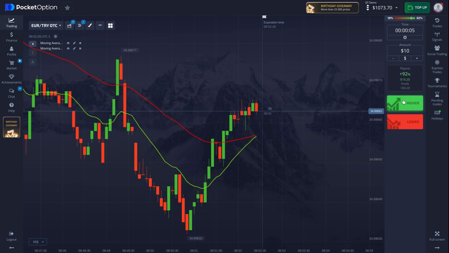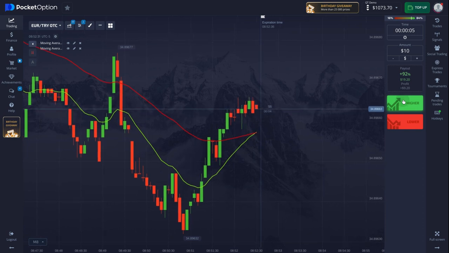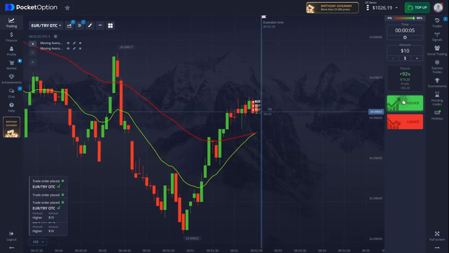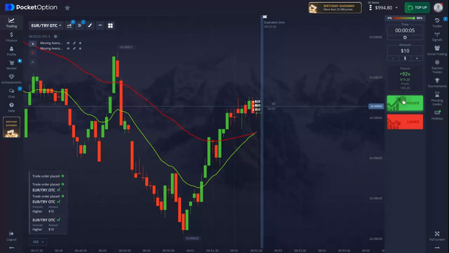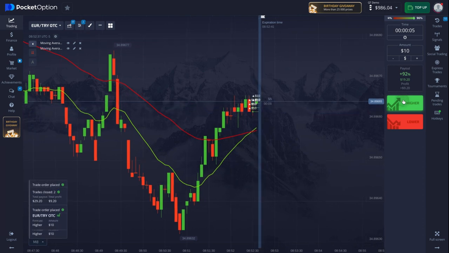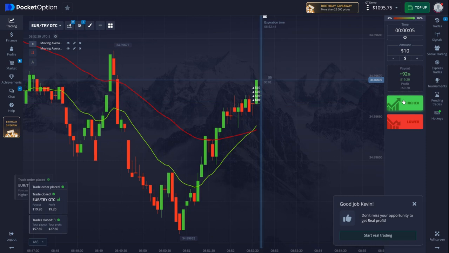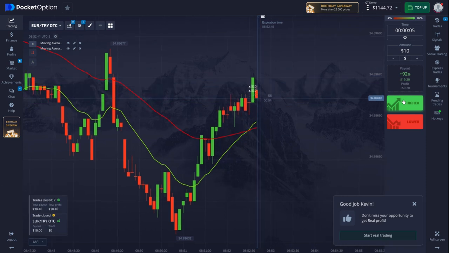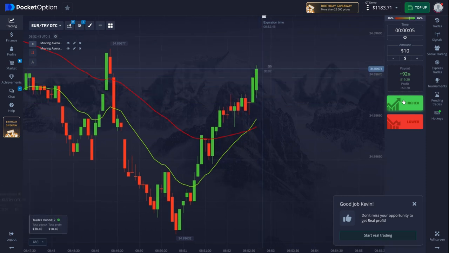A little pullback there. We'll start buying up here on the crossover. Keep buying up when it pushes against us. Hopefully we'll get a follow through just like that. And we will look at our results.